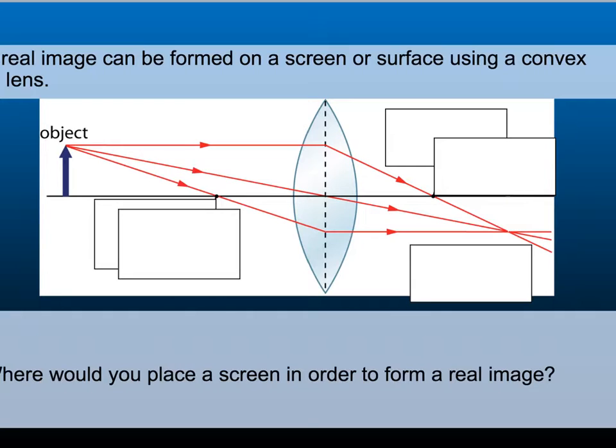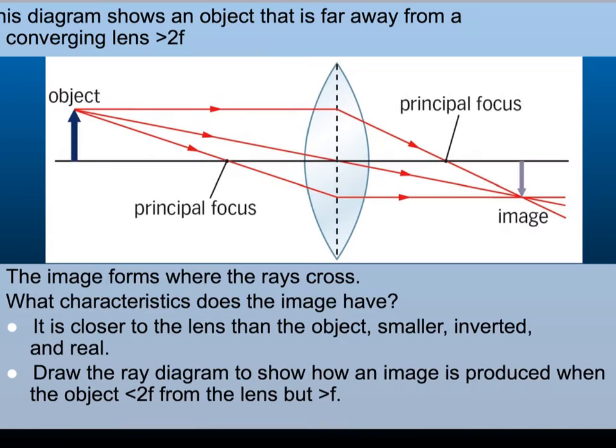Whereabouts would you place a screen in order to form a real image with this lens? Start by thinking about where the rays of light cross, and it's here. So where would we place the screen in order to see this image? Well, we'll place our screen there, because the image is formed where the rays of light cross their paths.